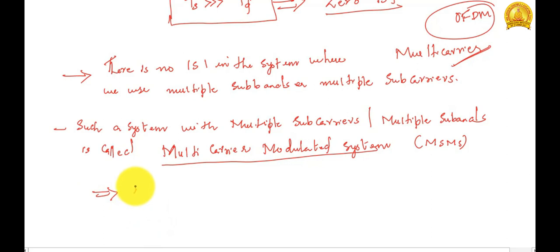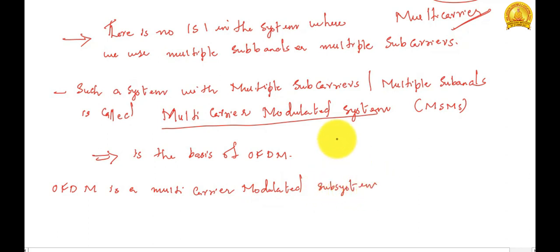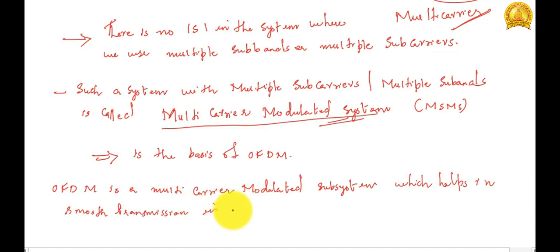And this is the basis of OFDM. So we can say, in short, OFDM is a multi-carrier modulated subsystem which helps in smooth transmission of data in wideband wireless subsystem, and this forms the basis of OFDM.